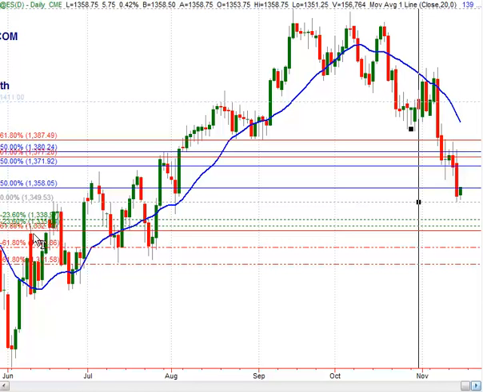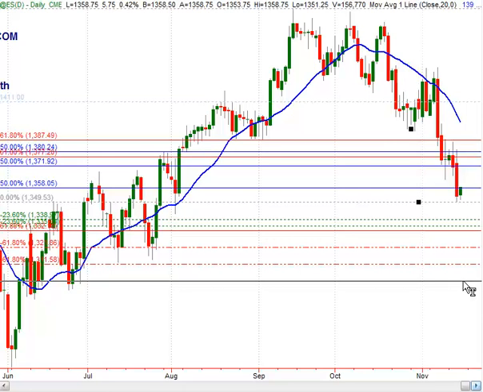But if we break the 1330 level, then we are going to continue lower, and for the euro to go higher, we need to get that divergence I've been telling you about in the last few months. I hope this is useful and interesting.